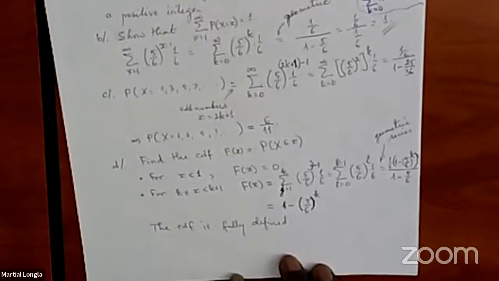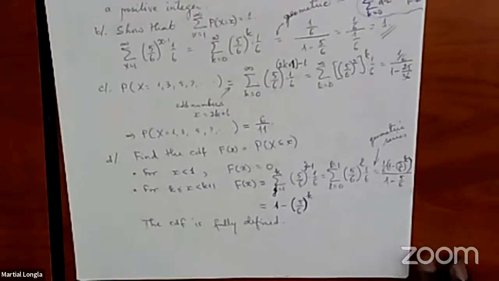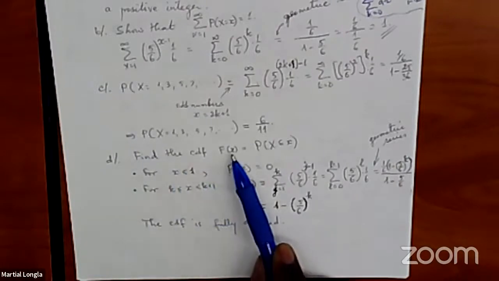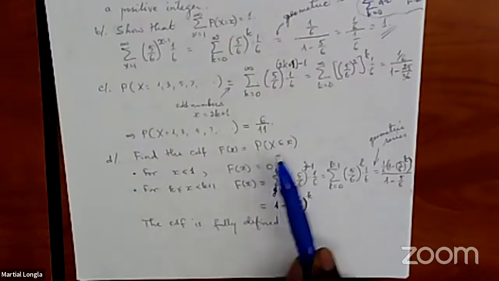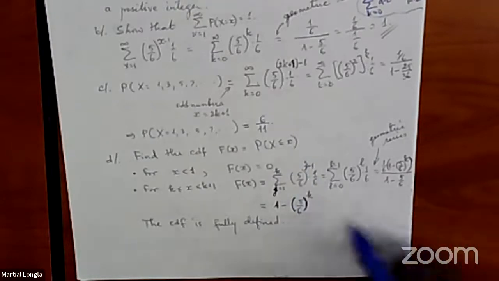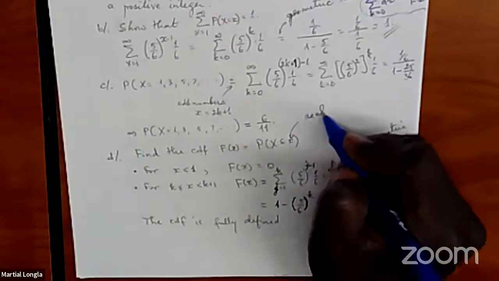Now the last part is where I had the most problems with your answers. Remember that a CDF is defined for any real numbers. So when we define the CDF and you define F of x equals the probability that capital X is less than or equal to little x, this little x here is a real number.